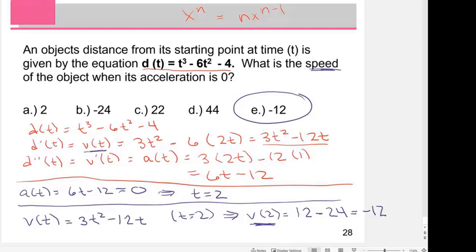This should actually say velocity because speed is actually always positive. That is not a great way for that problem to be worded. It should say what is the velocity of the object when its acceleration is 0.